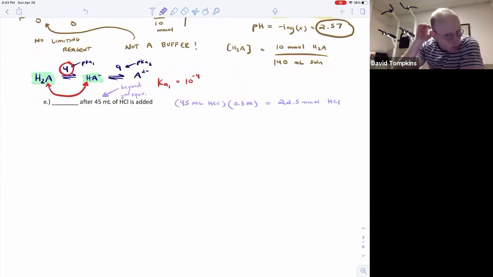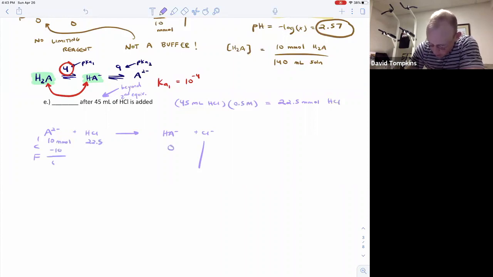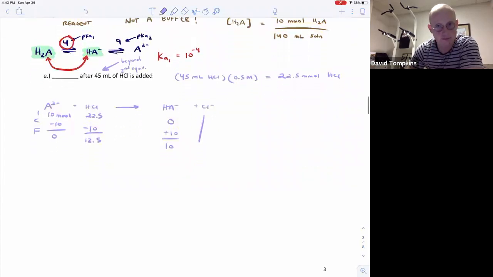Okay, so I'm going to rewrite the same equations, start from the beginning again, just so you can see it all. So A2 minus and HCl. Those are going to react to give the monoprotic acid and chloride. Irreversible ICF. We still had 10 millimoles here. We have 22.5 of HCl. So limiting reagent is the weak base. We have 12.5 left for HCl, and we make 10 of HA minus.